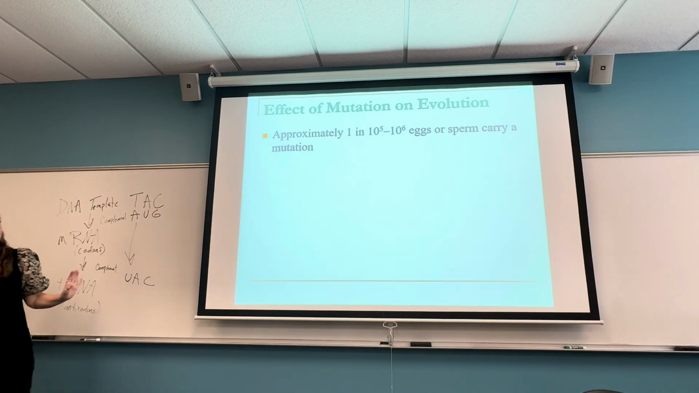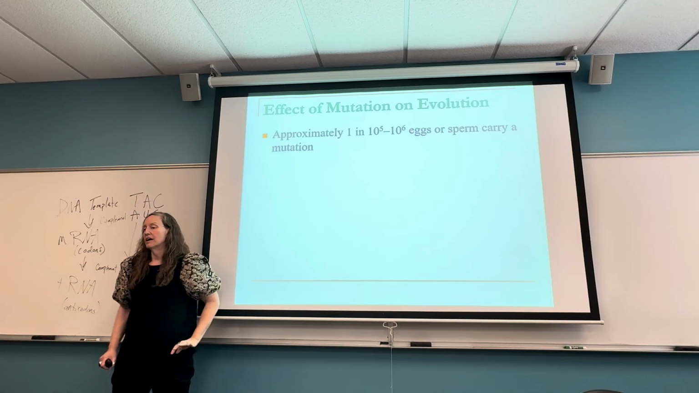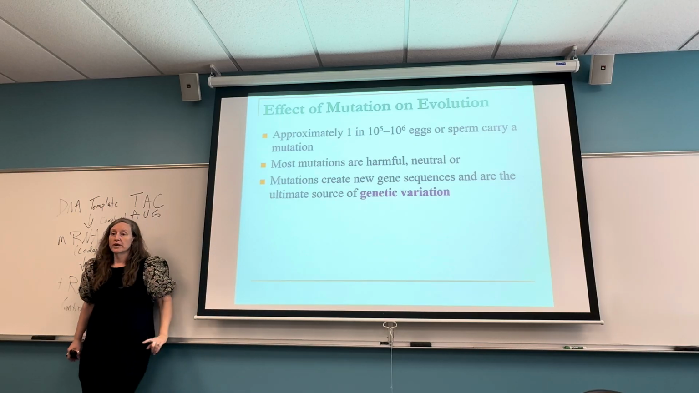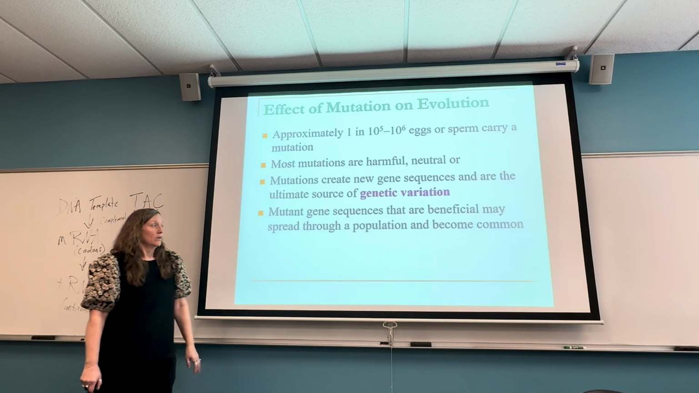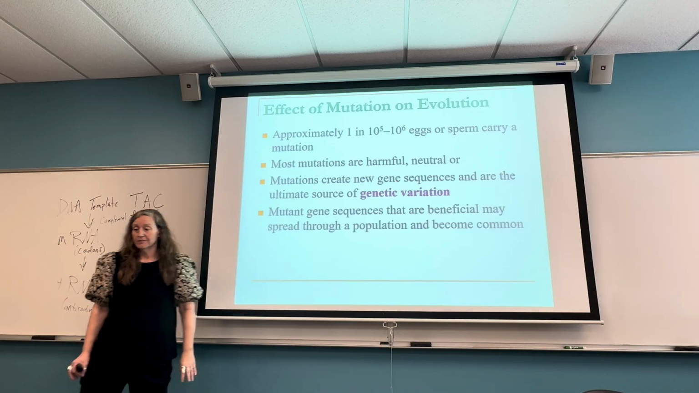All right, so how common are mutations? About 1 in 10 to the 5th or 10 to the 6th eggs or sperm may carry a significant mutation. So it's not very common. Most mutations do one of three things. They're either harmful, neutral, or they create a new phenotype. They might create a new option that's not necessarily bad. It might be beneficial. So sometimes mutations can lead to a beneficial outcome. Those that are beneficial may spread faster through a population than those that are not.